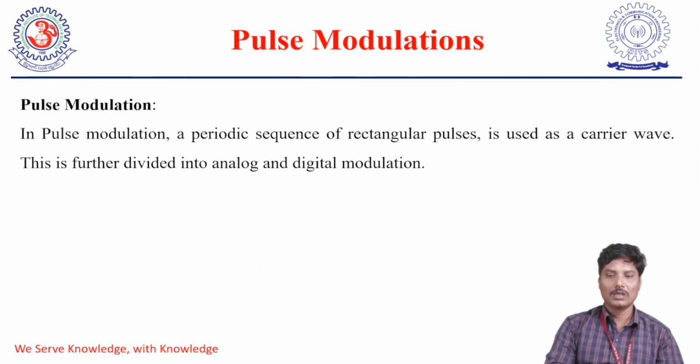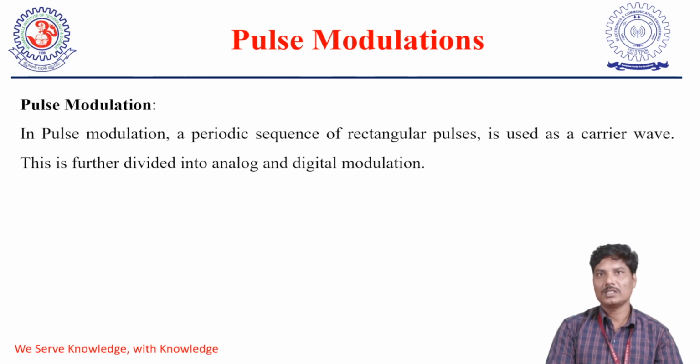Next, what is another class of modulation based on the carrier wave? One class, which is based on the continuous wave, is analog modulation, that is continuous wave modulation. Based on the carrier wave, one is continuous wave modulation, another one is pulse modulation. In pulse modulation, a train of rectangular high frequency pulses is used as a carrier.